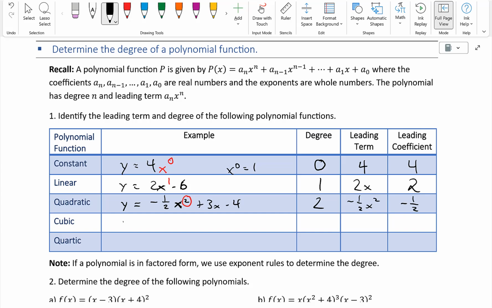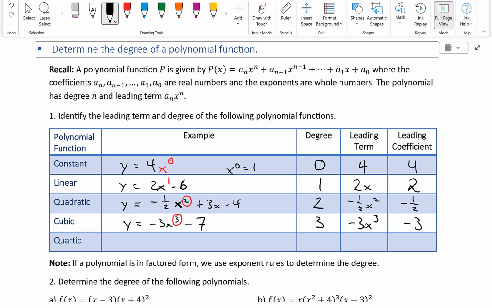For our cubic, we want to go up to power 3. We don't need all those other terms, but how about a minus 3x cubed? We could even stop there. We'll put a minus 7 here just for funsies. Our degree, 3, that leading power. The minus 3x cubed is our leading term, and the minus 3 our leading coefficient.